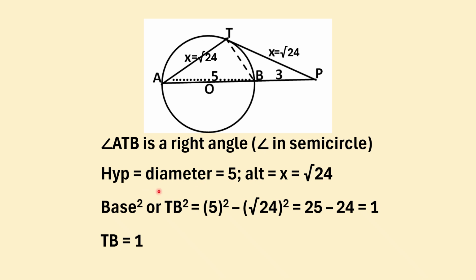So TB square is 1. So TB is equal to 1. So the required length of this dotted line TB is 1 unit in length.